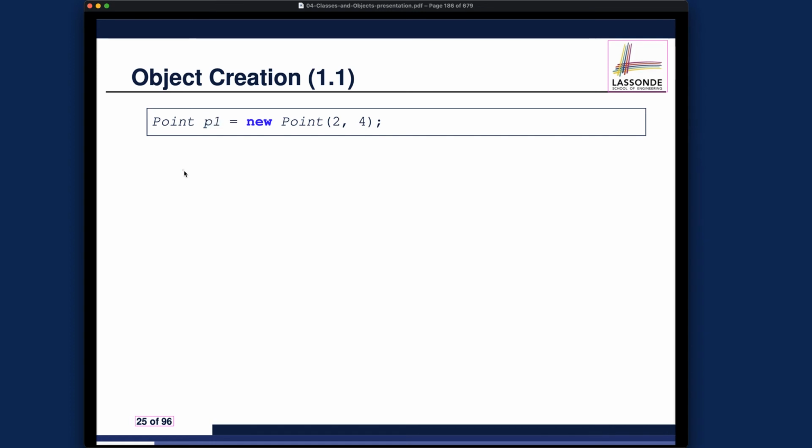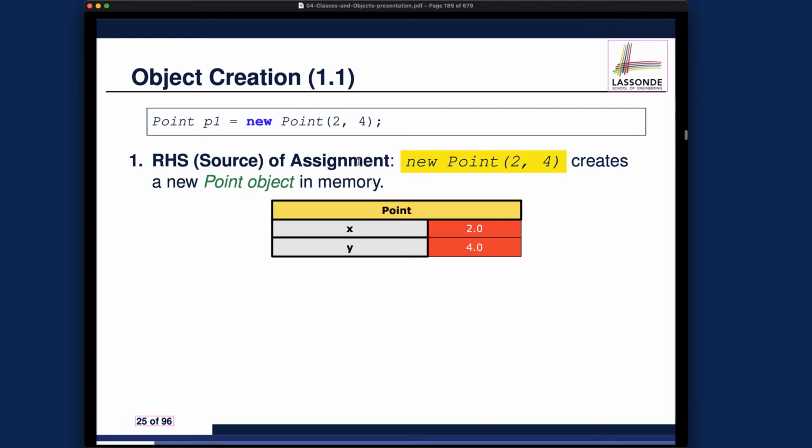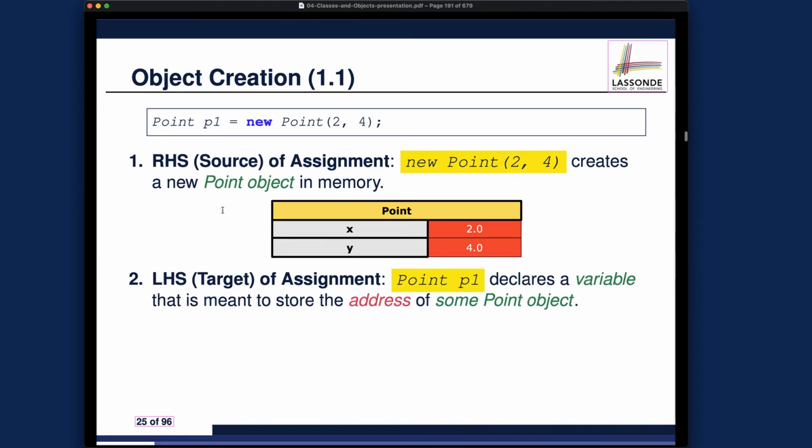Let's see that quickly. Step number 1, the right-hand side over here. This part here, we're simply creating this object, and the object definitely has some address. And step number 2, we're declaring this reference variable p1. So that means it's only going to store the address of some Point object. It cannot be any arbitrary kind of object. It has to be Point, because that's what we declared the type to be.